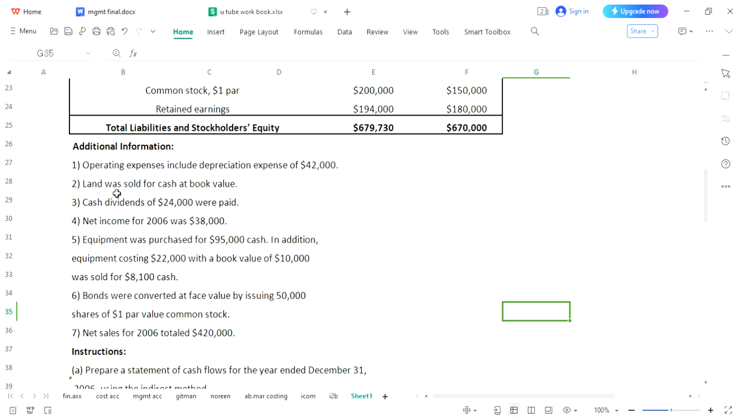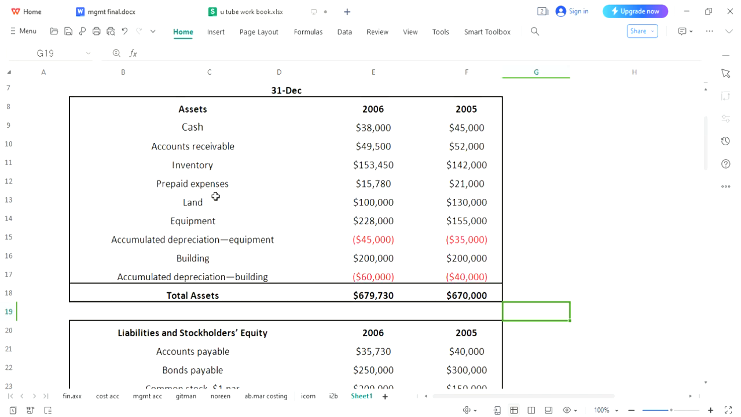Now next is land was sold for cash book value. This is a matter of your attention. Please note it down. This is book value. That means value at the previous year or original year. At the starting of the period, this land was 130,000 and this land has been sold for 1 lakh. It means 30,000 additional cash you have received.